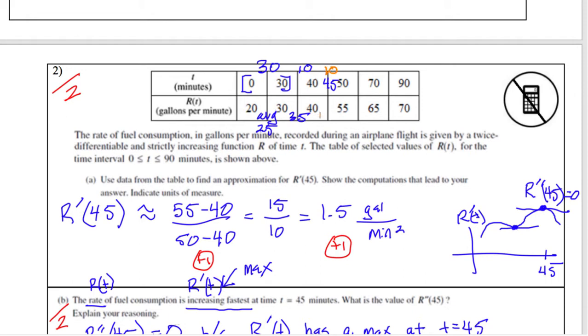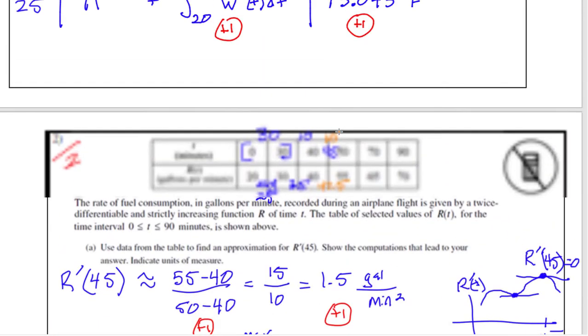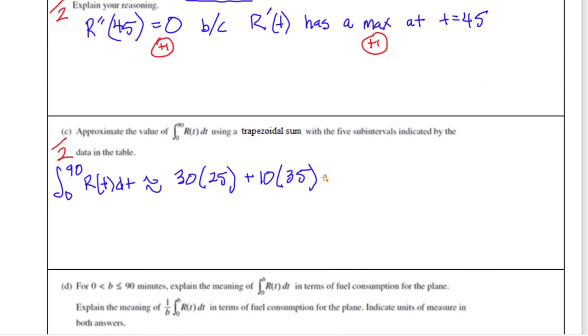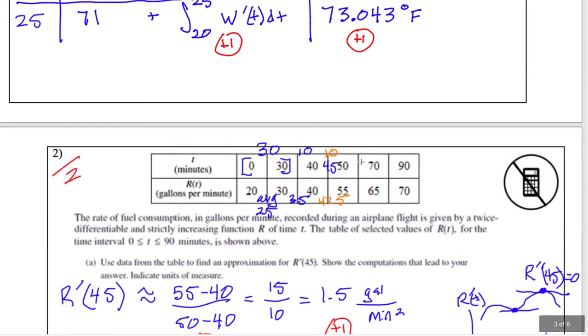And the average between 40 and 55, this is a little bit harder. I know that I go up a total of 15. So if I go up only half of that, if I only go up 7.5, because that's half of 15, I get 47.5. So I'm going to multiply 10 by 47.5, plus 10 times 47.5.